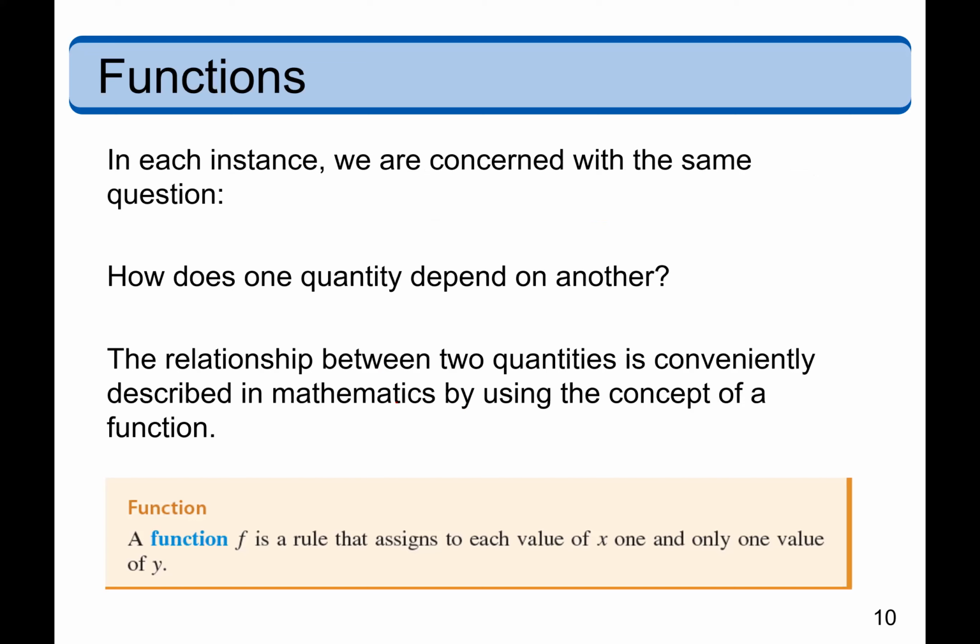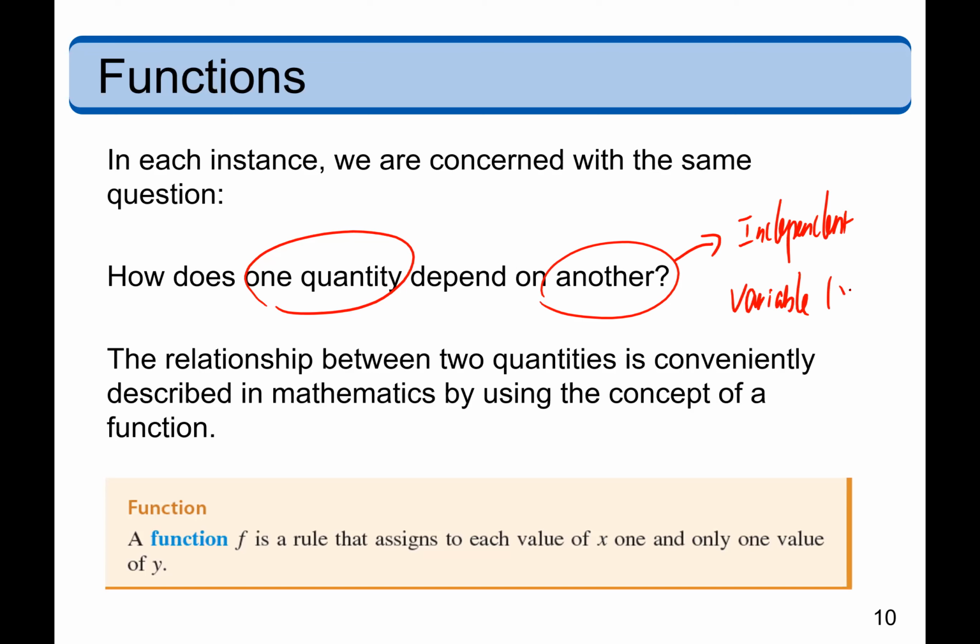So in each example we described, we're concerned about the same question: how does one quantity depend on another quantity? This other quantity is what we call the independent variable x, because the first depends on it. And then the other quantity is the dependent variable, so it depends on the independent variable. Typically in the standard notation, we use y to represent the dependent variable.